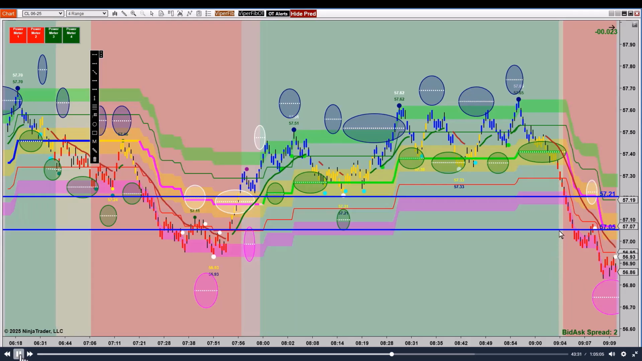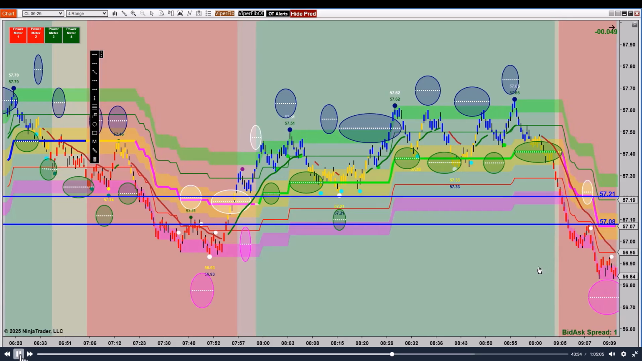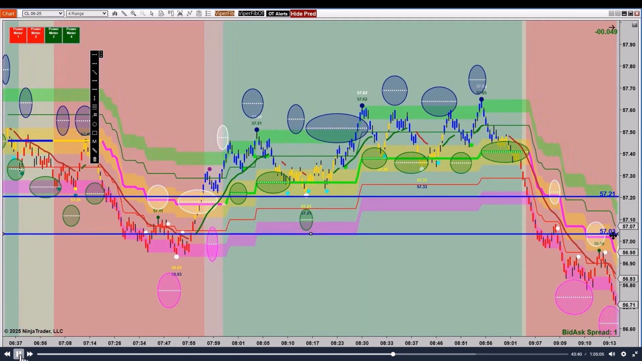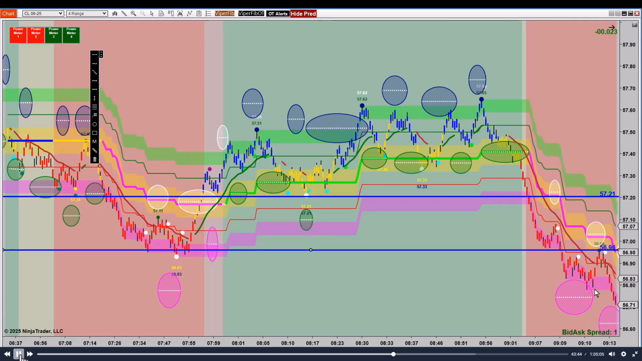So let's see what happened. Now you've got a line in sand long short there at 5708, still heading down so far. Now you've got a line in sand long short at 96, right? You got a low, high, lower low.